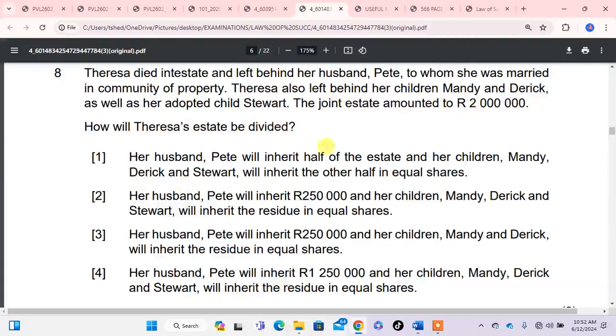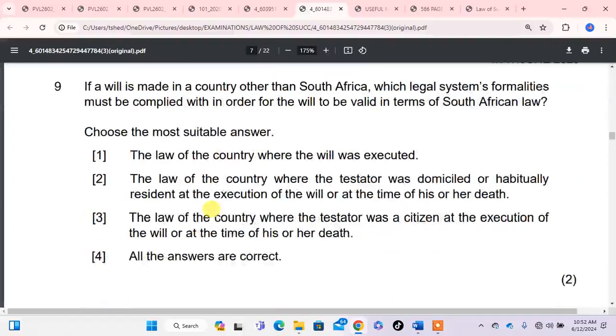I've already dealt with this question and I said, since they are married in community of property, it means that Peter will have 1 million as his half, and then he will share in the other half with the others. Therefore, number 4 will be the correct answer. Peter will inherit 1.250 million, and then the rest will be shared with the children, Mandy, Derek, and Stewart. We have already dealt with this question. Then let's go to question number 9.